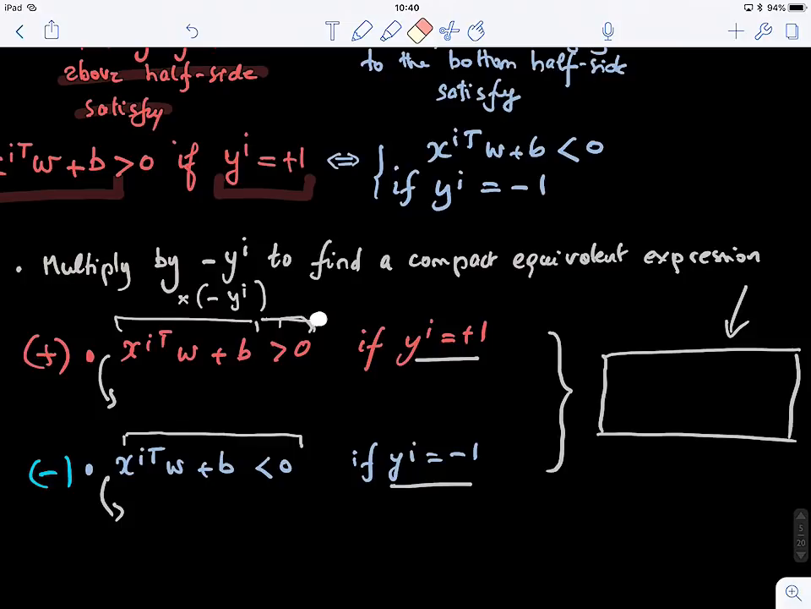I'm going to give you a hint. Keep in mind that your yi is positive here, so the opposite is negative. But when it's negative, the opposite is positive. So which kind of inequality will you find for both conditions? Remember, now we are looking at these two conditions that are valid for correctly classified points. If one of them is violated, it means our points are incorrectly classified.